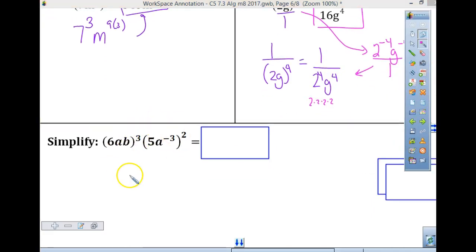So we're going to look at this last one. It's a little ugly. Again, start each one and raise each one to the power. So we have 6 to the 3rd. We're going to have A to the 3rd and B to the 3rd.